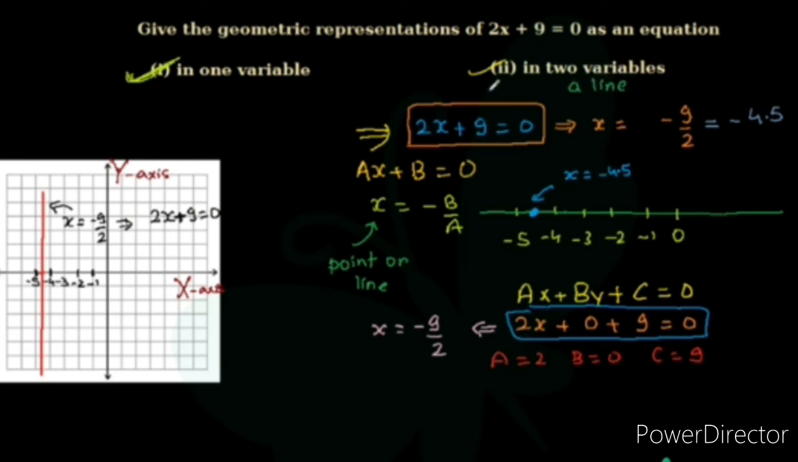Okay, for the second part. And for the first part, it was a point on the line. And in the second part, it is a line on the plane, on the Cartesian plane.